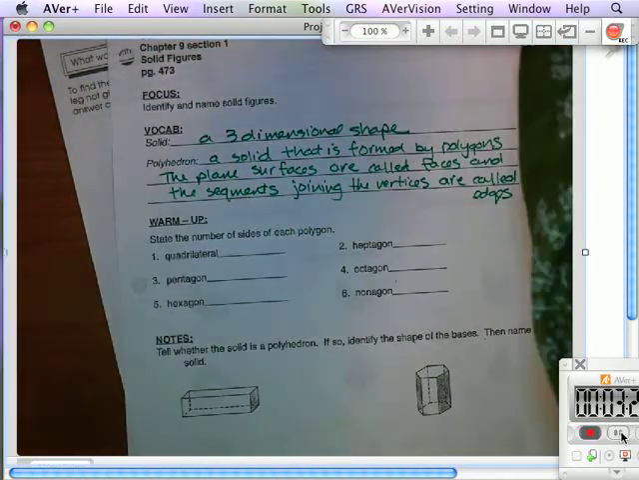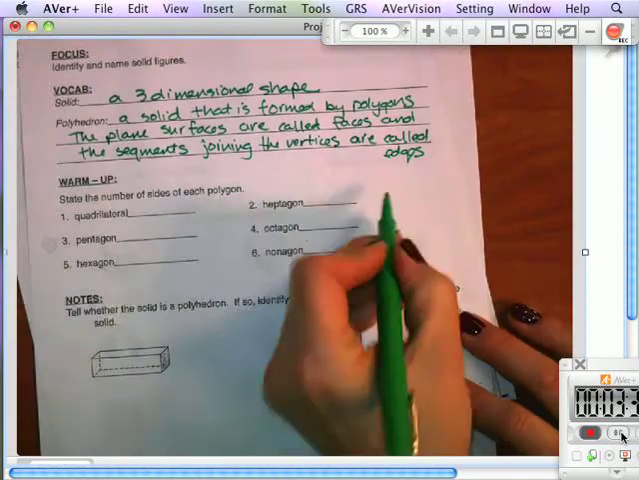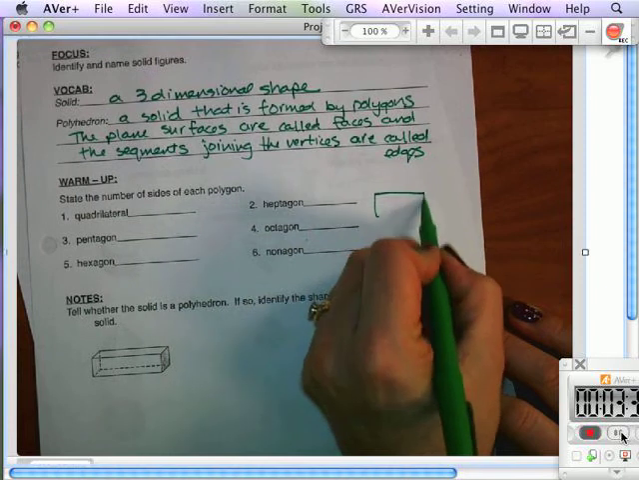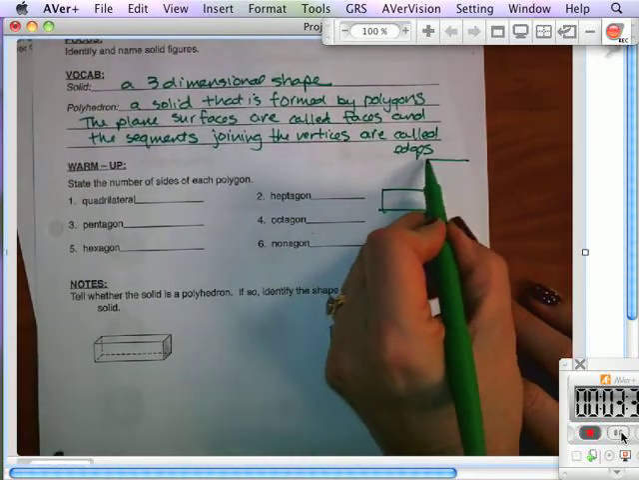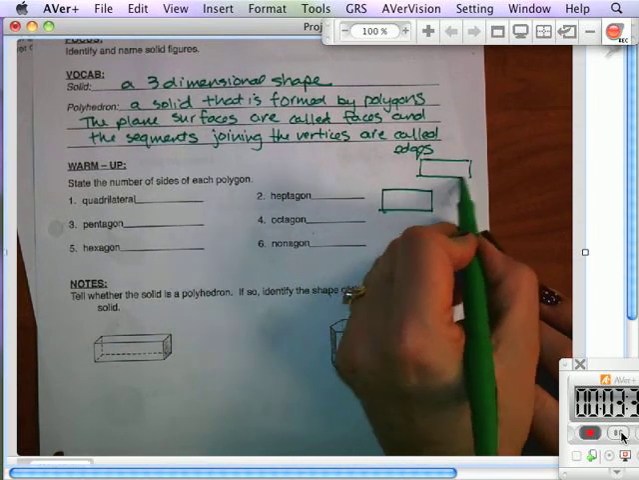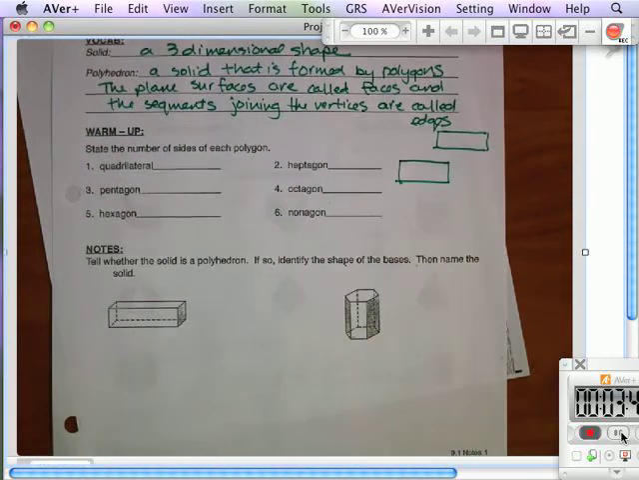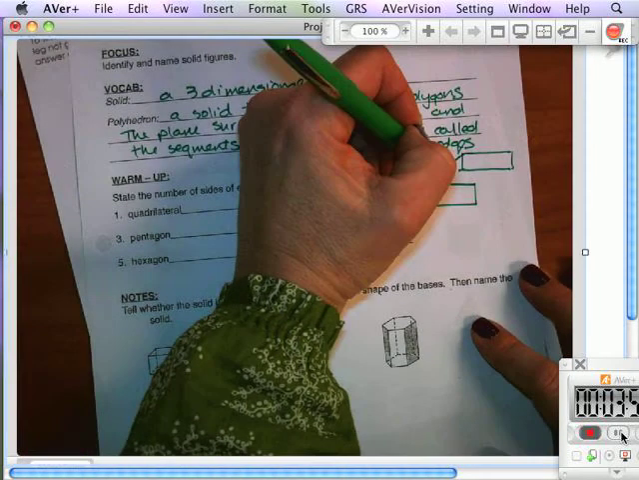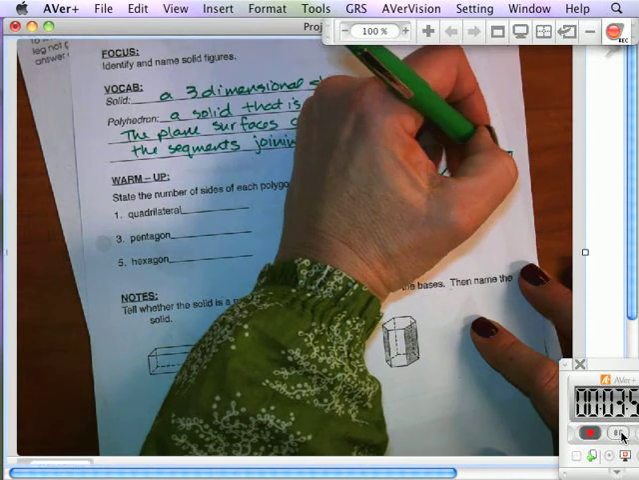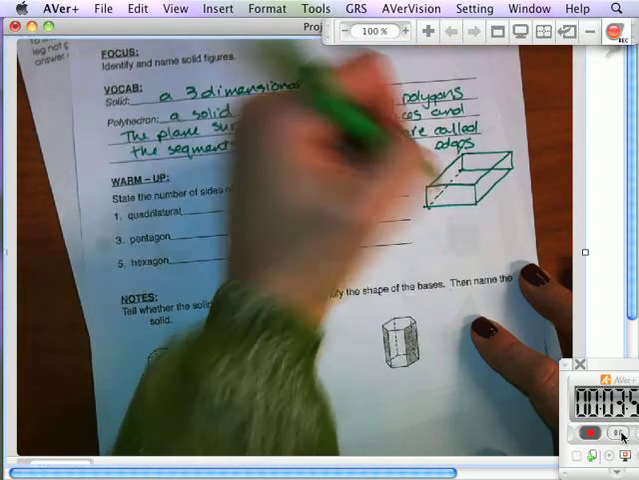So I want you to draw a rectangle here, and then up to the side, the same size rectangle. Come on. And what do we do to make it a polyhedron? We connect the vertices.